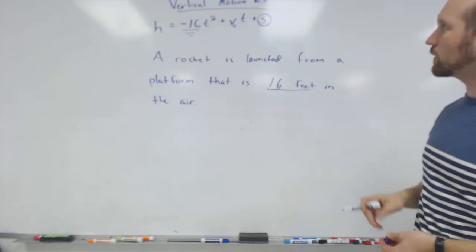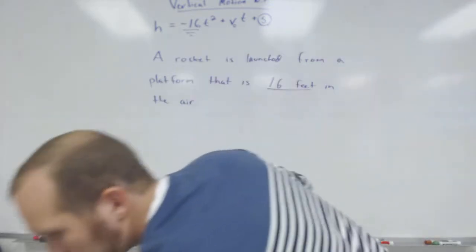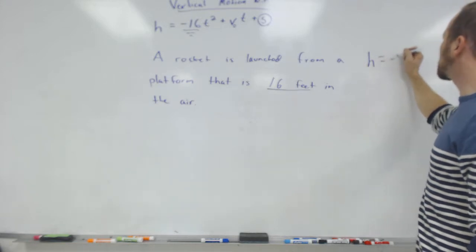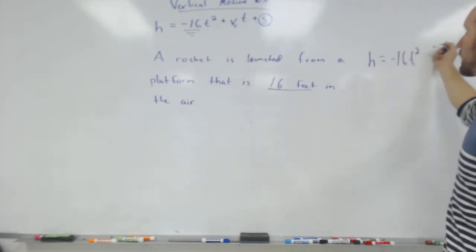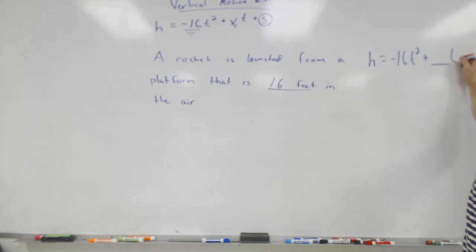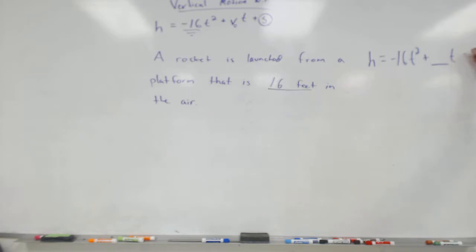And so even before I finish this problem, we could immediately start to think about our equation as h equals -16t squared plus, and what I'm thinking right now is blank t. I'm not really thinking v0 because I'm pretty sure that they're going to give me v0, and then I'm thinking plus 16. I'm kind of thinking like, where does each piece go in my equation? Does that make sense?